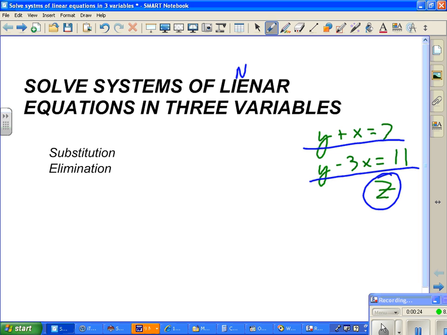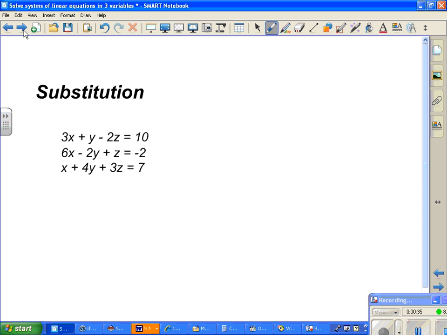Just due to the length of the problem, I'm going to show you how to do it. We're just going to do one example of each because they are fairly long, involved problems. Okay, here we go. First one we're going to do, we want to solve this system by substitution. Again, notice there's three variables, therefore I have three equations.